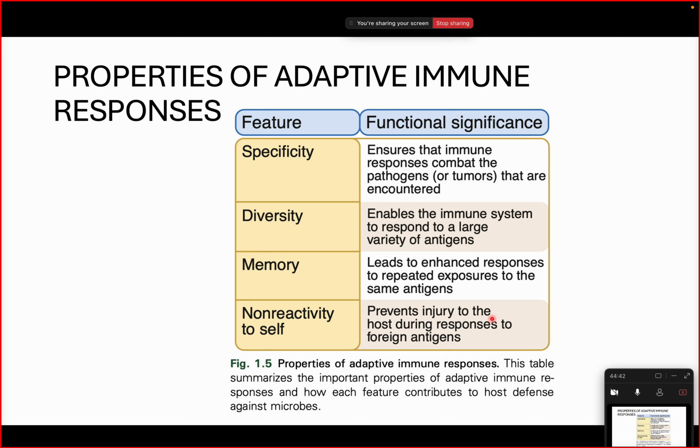So what do we mean by specificity? Specificity ensures that immune responses combat the pathogens or tumors that are encountered. Diversity enables the immune system to respond to a large variety of antigens. Memory leads to enhanced responses to repeated exposures to the same antigens. Non-reactivity to self prevents injury to the host during responses to foreign antigens.